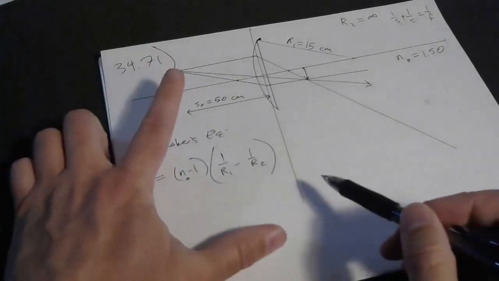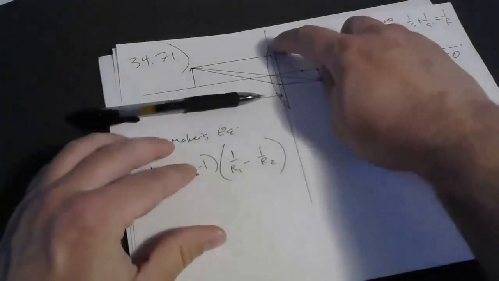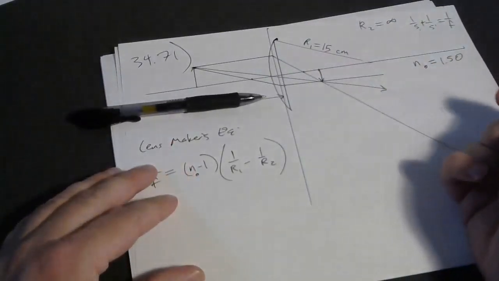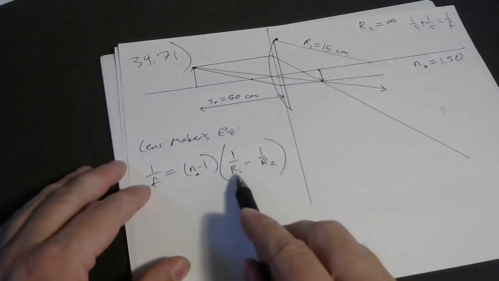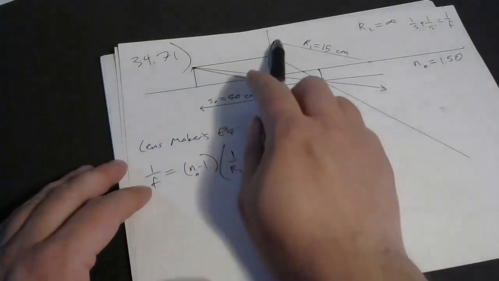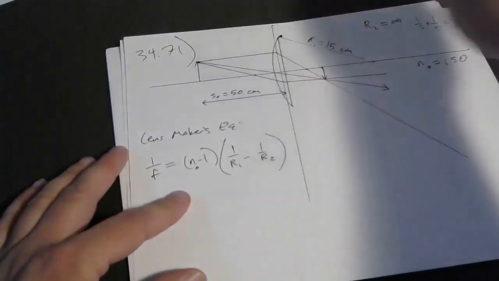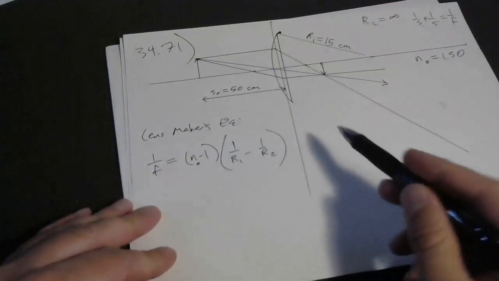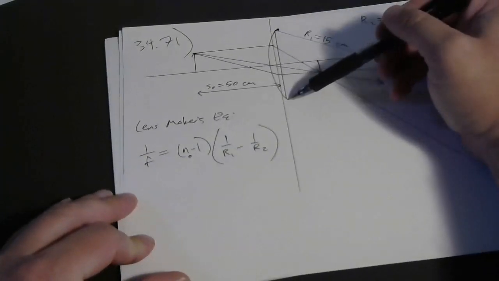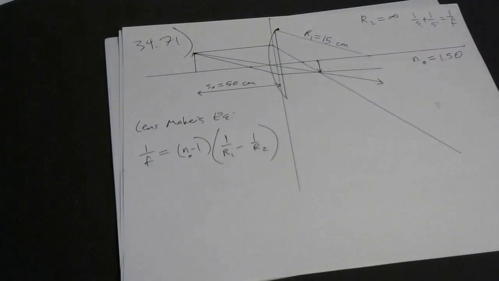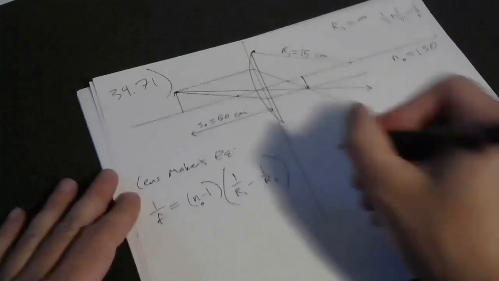So since we've got our object over here, let's look at the lens from this direction. The left face of the lens is convex towards the object, so it gets a plus sign. We consider this to be a positive number. We're told that the radius of curvature is 15. So this face of the lens is part of a larger circle with a radius of 15 centimeters. Now, R2, remember, a flat surface is the limiting case of a circle with infinite radius. So R2 is infinity, and we don't even need to worry about it.